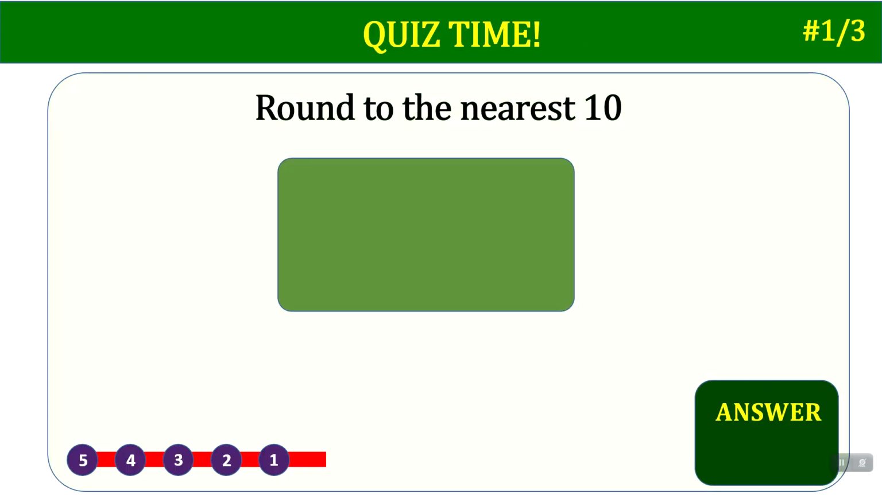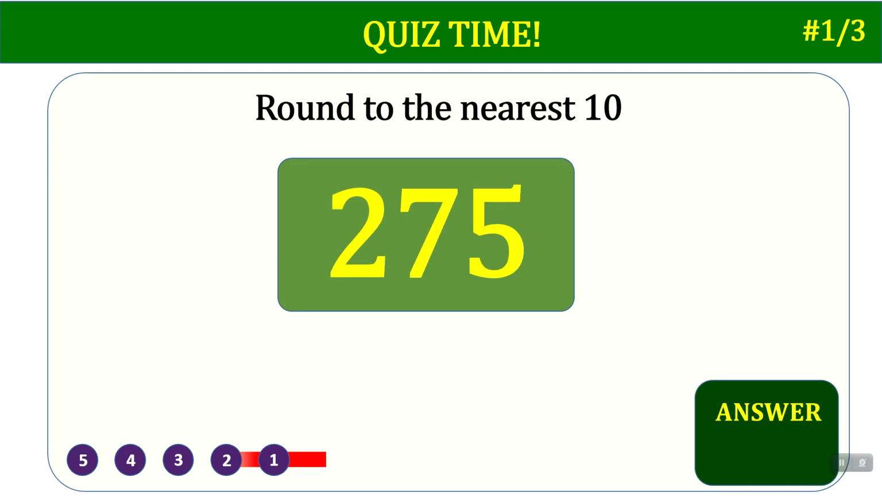And now it's quiz time. Let's round to the nearest 10. The next 3 questions will be rounding to the nearest 10. You have 5 seconds to answer. Round to the nearest 10, 275. Time's up. The answer is 280. When rounding to the nearest 10, we look in the tens column, which is 7. We look next door to the right. If it's 5 or greater, we round up to 280.